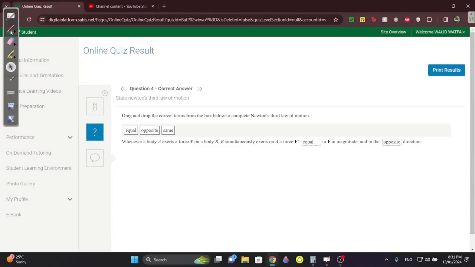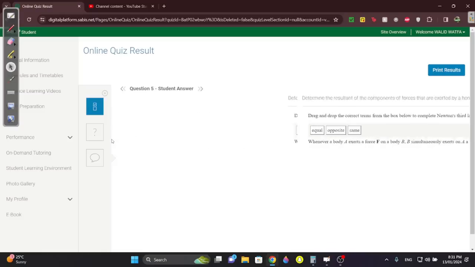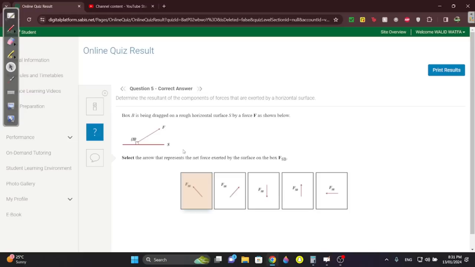When body A exerts a force F on body B, B simultaneously exerts on A a force F equal in magnitude and opposite in direction. Basically, the action-reaction law. It's equal in magnitude and opposite in direction always. Select the arrow that represents the net force exerted by the surface on the box, SB. This force is B pulling on S, so the reaction would be the opposite direction, S on B.